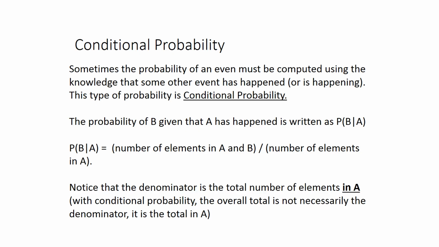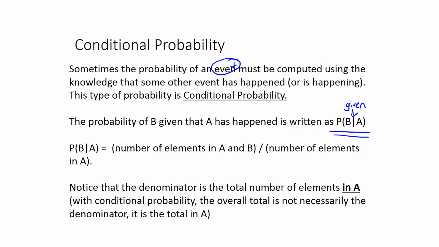Sometimes the probability of an event must be computed using the knowledge that some other event has already happened, which we actually used in the last section. This type of probability is called conditional probability. The probability of event B given that A has already happened is written like this. So this is read, the probability of B given A has already happened.